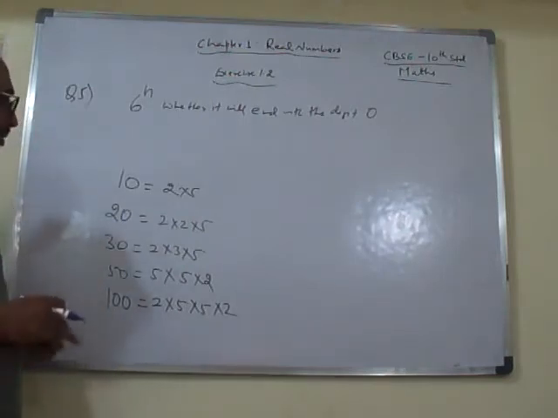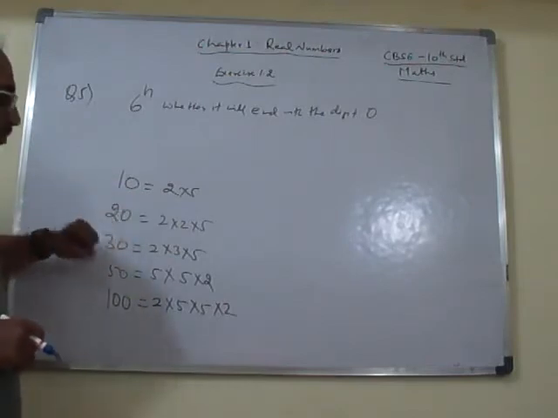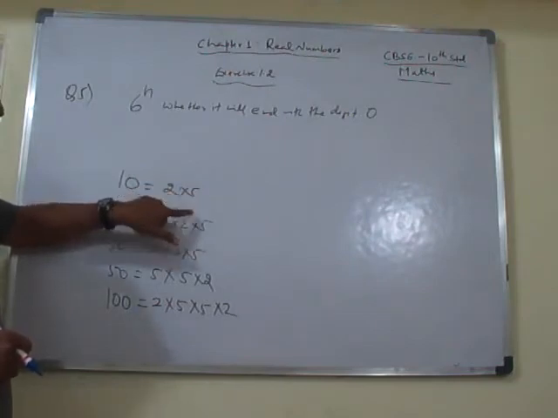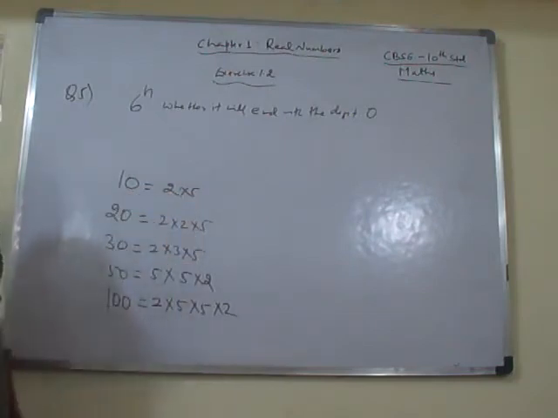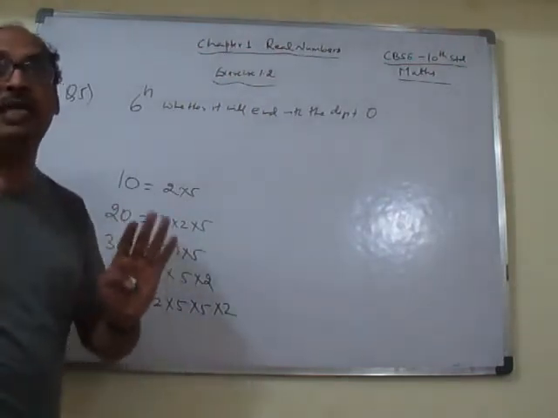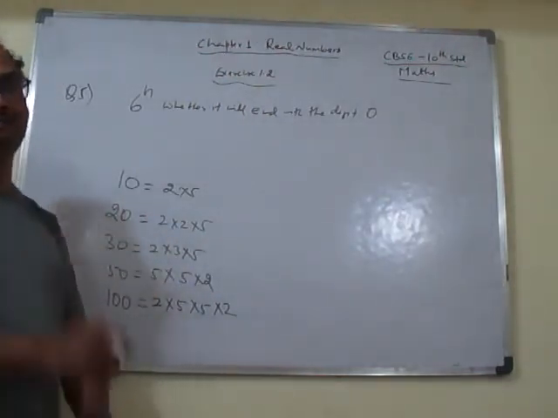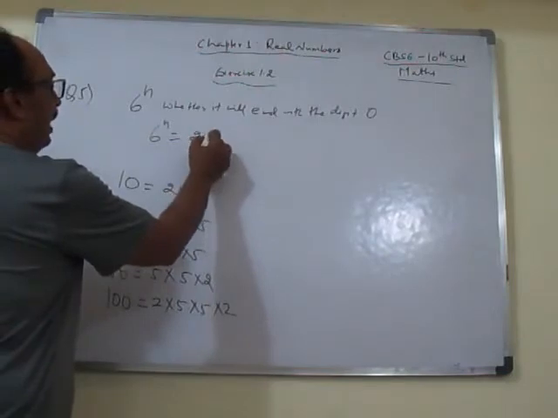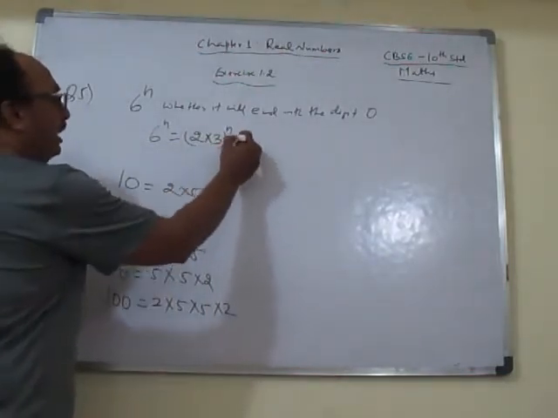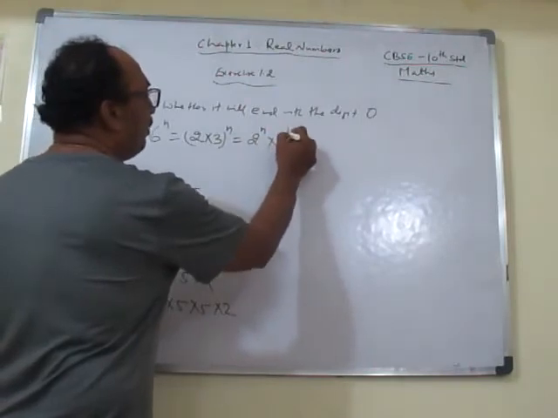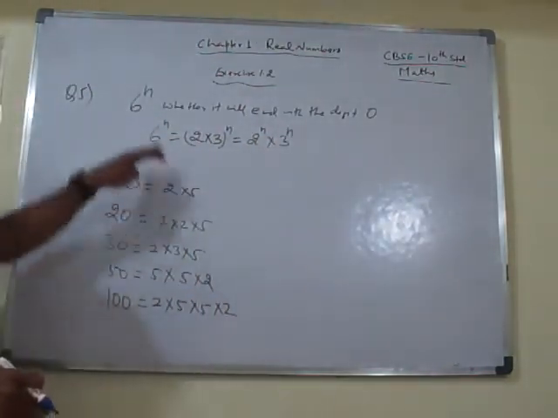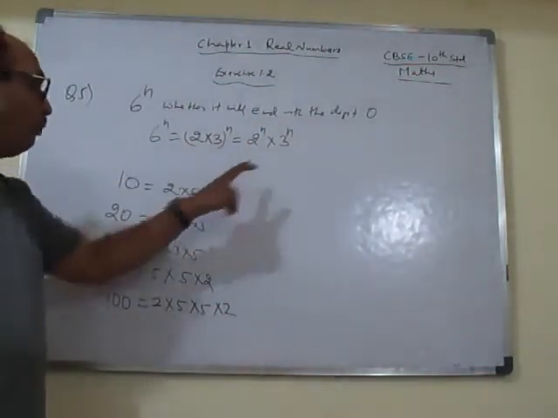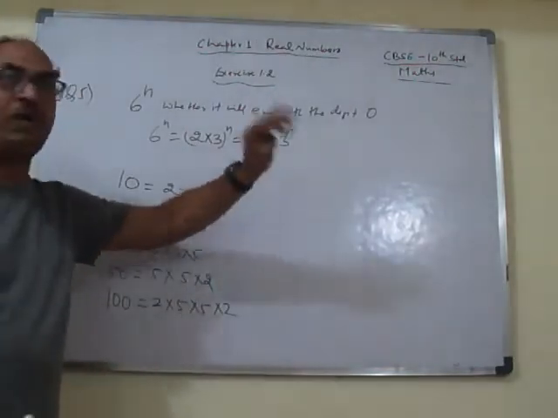What you have seen is that wherever 0 is there, compulsorily 5 has to be there in the prime factor. But what about 6? 6 to the power n, we can write as 2 to the power n into 3 to the power n. So its factors are 2 to the power n and 3 to the power n only. There is no 5 here.